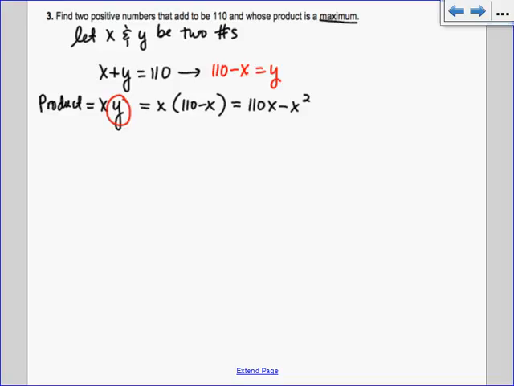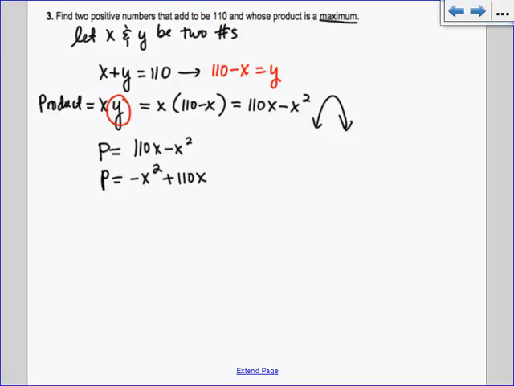Is it a parabola that goes up or down? It goes down because it's a negative one in front of the x squared. So it's a downward parabola. So we have product, so I'll say P equals 110x minus x squared, which is negative x squared plus 110x. You want to see it in the standard form with the x squared first.